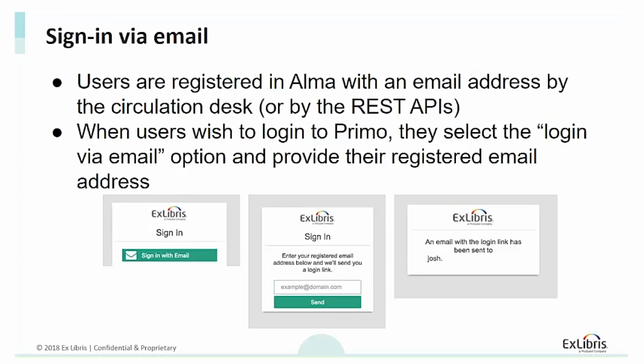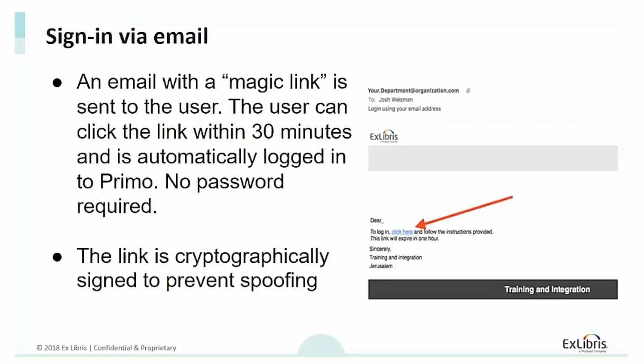Okay, then we display a message saying, hey, we've sent you an email. All right, and then the user can go to their email box and they get an email with a magic link, and that magic link is good for a certain period of time. For a short period of time, the user can click on that magic link and they're automatically logged into Discovery. There's no password required. That's why we call it the magic link. And of course, that link is cryptographically signed. It just means that we provide that link in a way that it can't be spoofed or you can't log in as someone else.